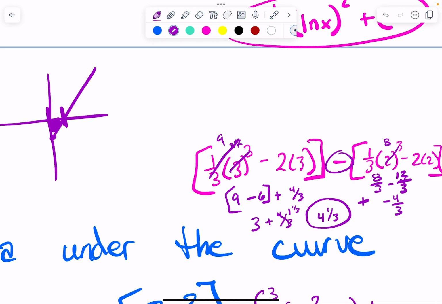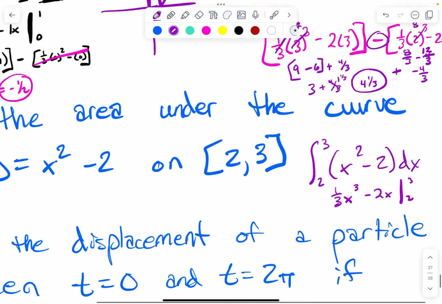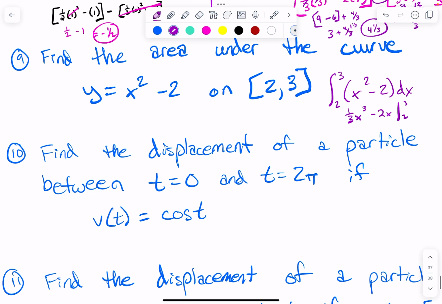Okay, that was done really fast. So if you need to pause and go back, you just do whatever you need to do. Okay, next one, number 10. Find the displacement of a particle between 0 and 2 pi of cosine of x.